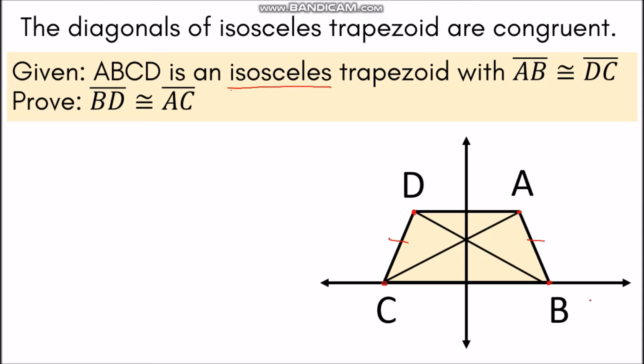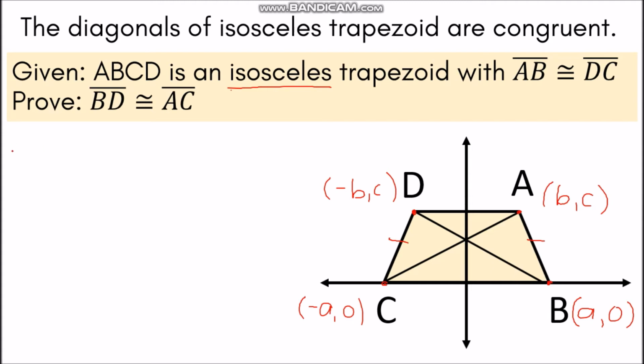Let's say the coordinates of B is (a, 0). Then for C, let's say it's (negative a, 0). For A, let's set this as (b, c). And for D, this one is (negative b, c). So we will be using these coordinates, and then we will solve the distance between the points so that we can get the length of segment BD and segment AC.